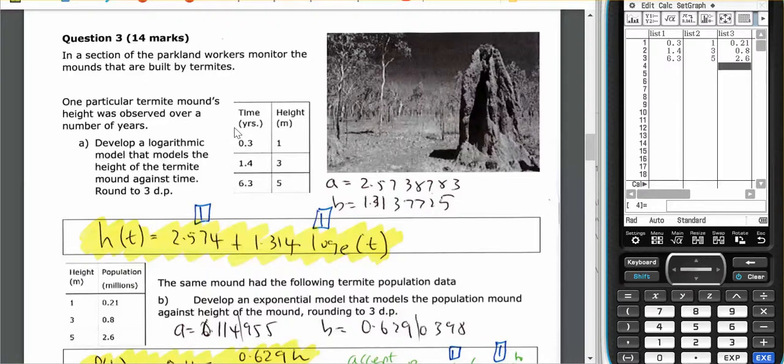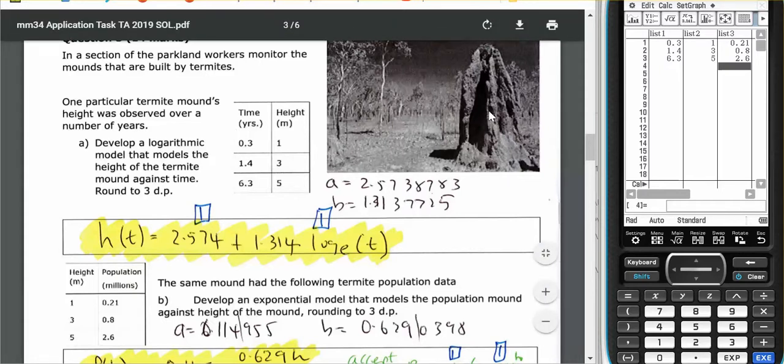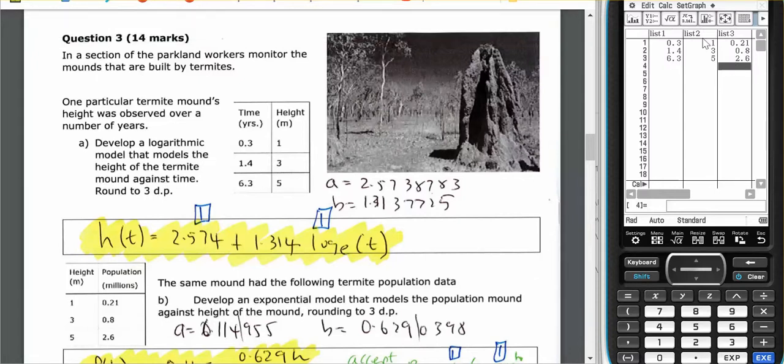This is for Year 12 Methods. It's the 2019 Tech Allowed Functions application SAC question number 3. So we have these termite mounds and we're given this particular set of values in this table, logarithmic, 3 decimal places. So I'm going to use the statistics component of the calculator.